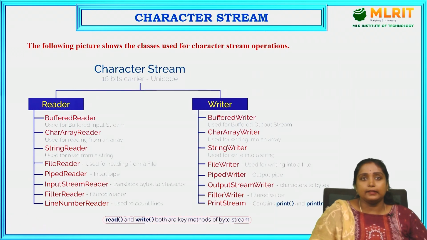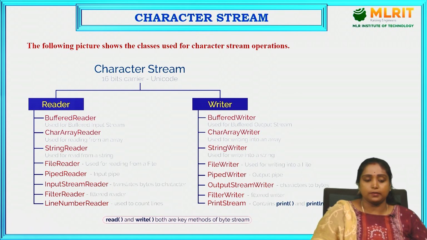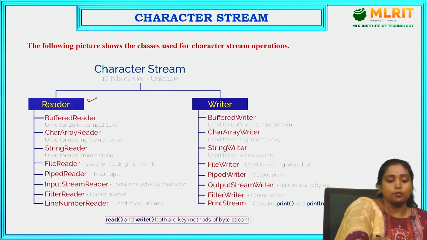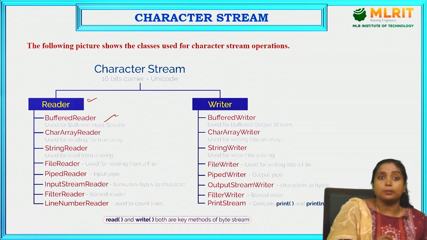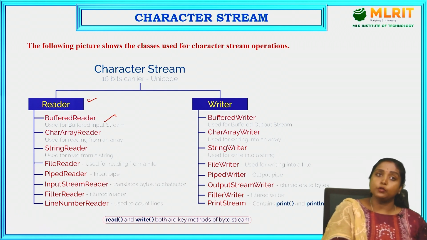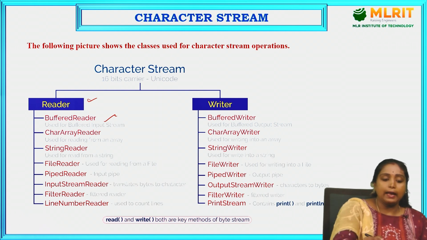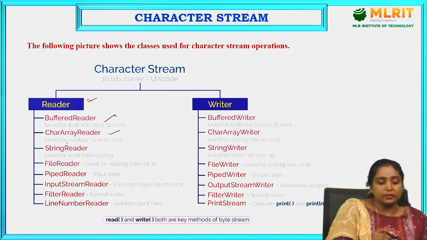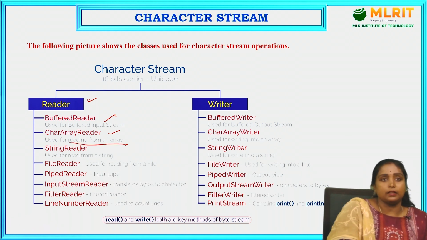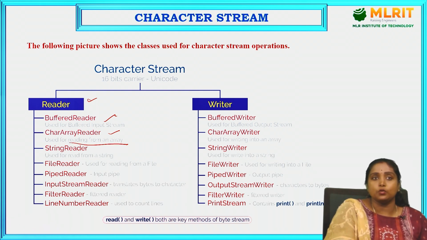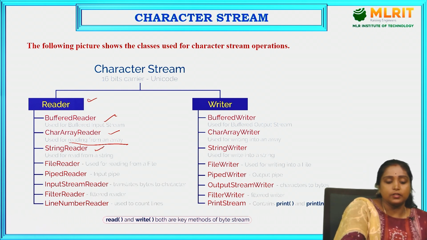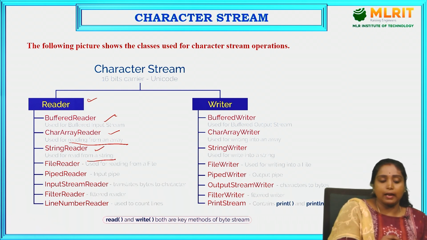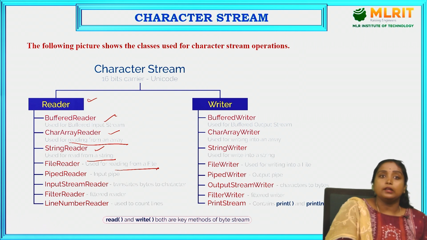This picture shows us how you are going to use a character stream. In the reader class you have BufferedReader, corresponding to the buffered input stream. There, just as you have the buffered input stream, here you will have the BufferedReader class. CharArrayReader is used for reading from an array. If you want to read an array, you can use CharArrayReader. StringReader is used to read from a string, and FileReader is used to read from a file.